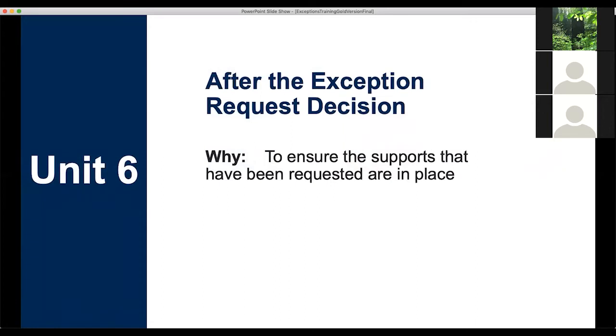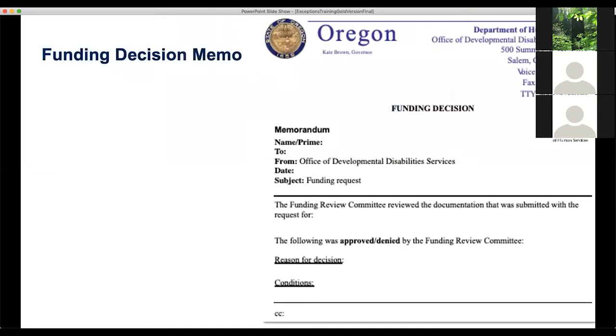So after the request decision is made, what happens next and what does that look like? That's what we're getting to here. The first thing that you're going to get is that funding decision memo. This is an example. We're still doing some little tweaks and modifications here, but this gives you a picture of what you're going to see. It's on the official letterhead, and it gives you that funding decision.